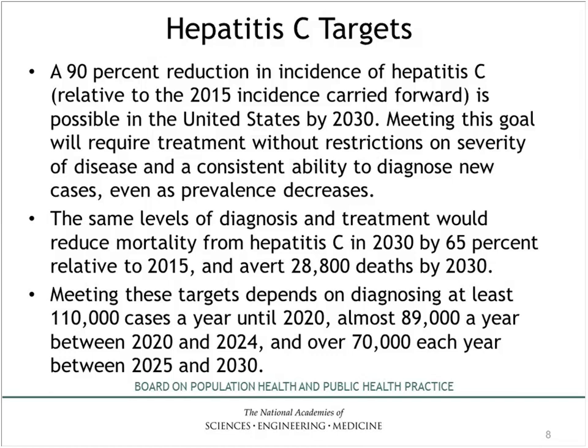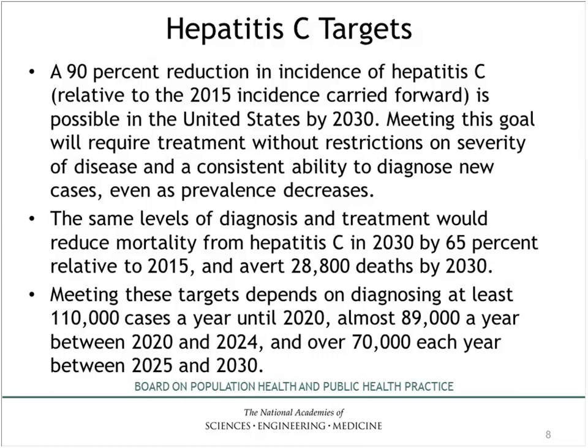The same levels of diagnosis and treatment would reduce mortality from hepatitis C in 2030 by 65% relative to 2015 and avert 29,000 deaths by 2030. Assumed in this model is the treatment of about 260,000 people each year for hepatitis C. That's the level of treatment we are now achieving, but it could be increased, but our modeling assumed that it stayed level. That depends on diagnosing at least 110,000 cases a year until 2020, almost 89,000 a year between 2020 and 24, and over 70,000 each year between 2025 and 2030.